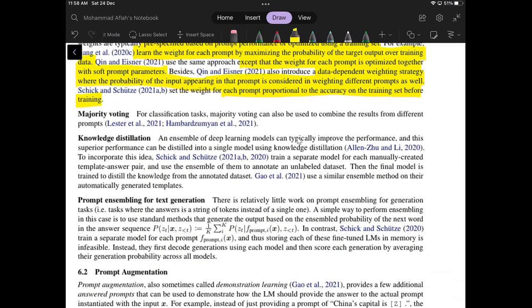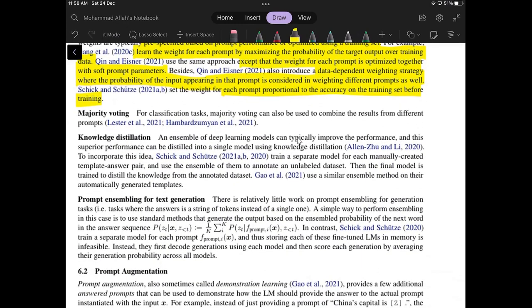Then you have majority voting. For classification tasks, majority voting can also be used. So the highest probability mass. So I guess you are just using, instead of averaging over the probability, you're just taking the one which has the highest absolute probability across all distributions. That could be one way.